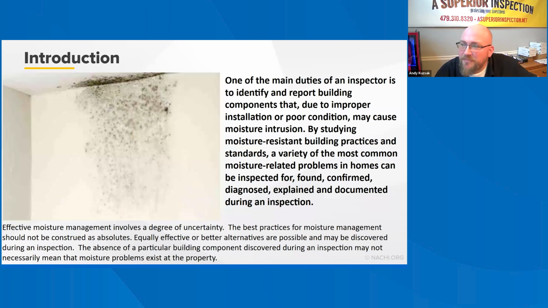Moisture-related issues include rain penetration, structural decay, mold growth, high humidity, condensation, wet foundations, and ice dams, all of which we are going to go over in this course. These problems are mostly preventable and manageable. And Benjamin Franklin's advice that an ounce of prevention is worth a pound of cure applies well to avoiding moisture problems in homes.